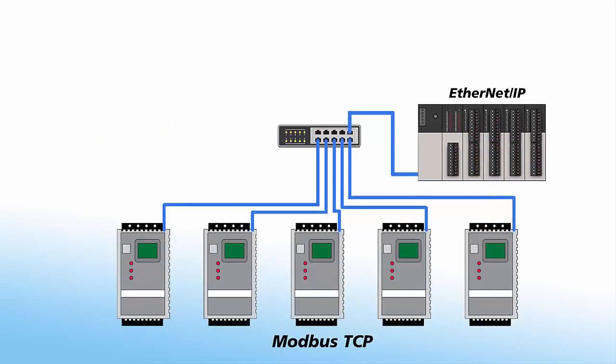For our last example, we have a PLC that needs to talk to 5 drives that use a different protocol than the PLC. In this example, the PLC talks Ethernet IP and the drives talk Modbus TCP IP. Modbus TCP IP doesn't use I/O message communications, so we'll need to use client-server communications. The PLC will have to be a client as the drives will be server devices.